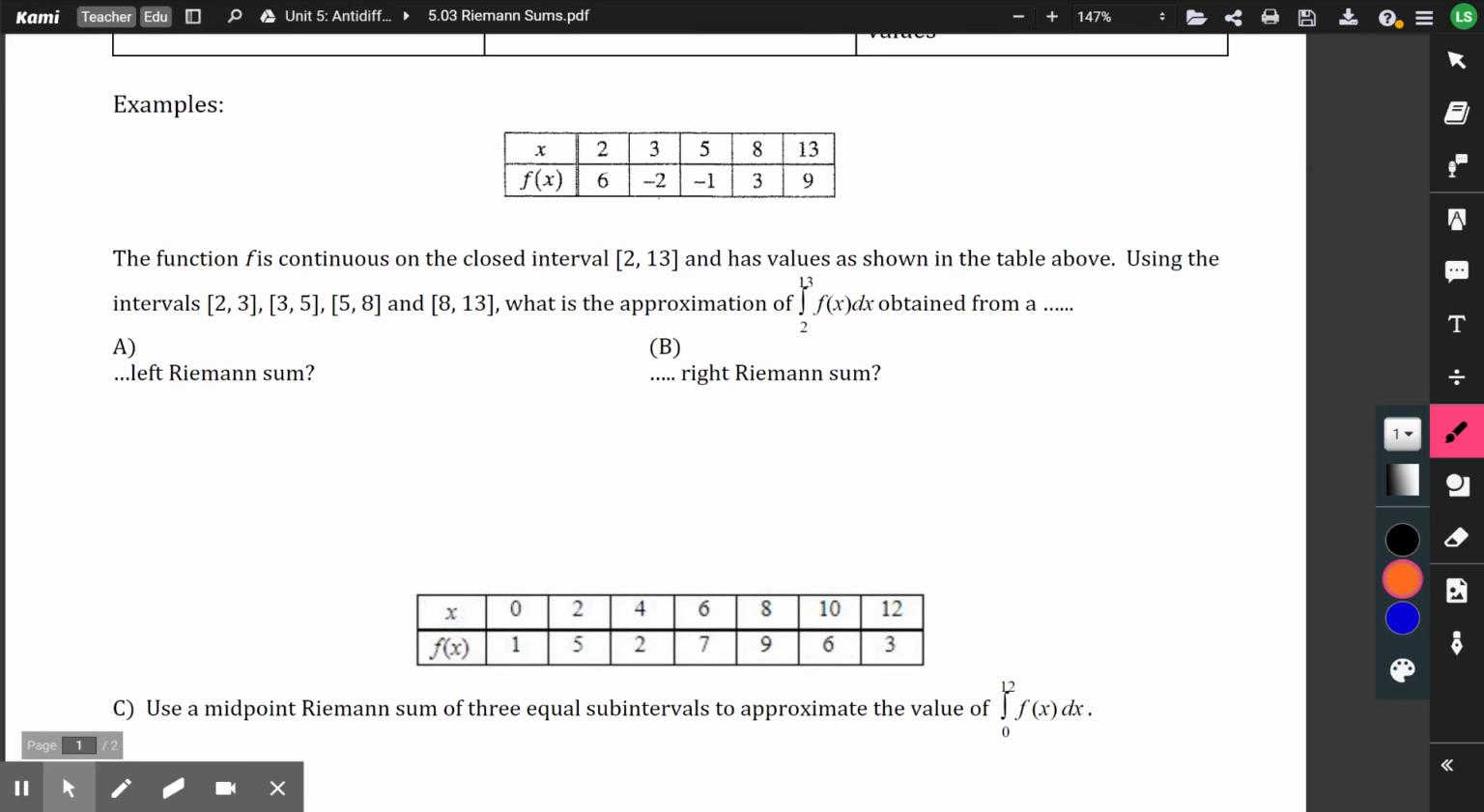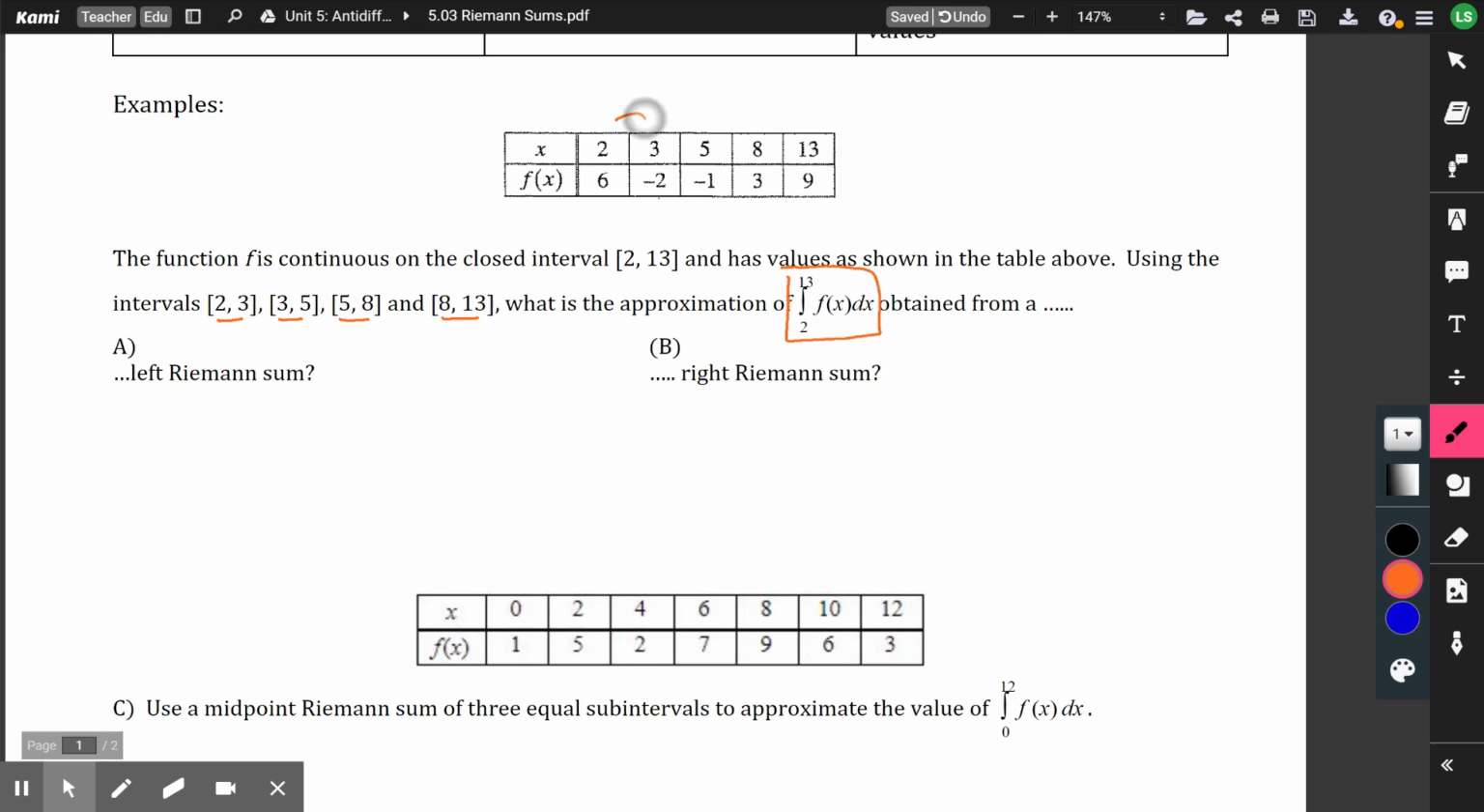So in this first example, we are given a table of 5 different points. And what we're going to be doing is finding an approximation of the integral from 2 to 13 of our function f of x. We're going to use both a left Riemann sum and a right Riemann sum to do it. They also specify which intervals we're supposed to be using. So these intervals from 2 to 3, 3 to 5, 5 to 8, and 8 to 13 give us the different bases that we're going to be using for our rectangles.